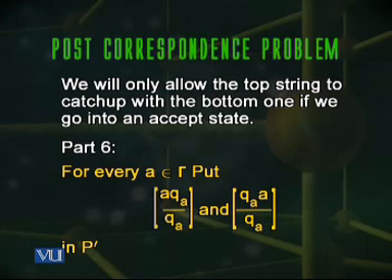For every A in the tape symbols, we will put A Q accept at the top and Q accept at the bottom as a domino, and Q accept A at the top and Q accept at the bottom in our collection. The first domino allows the accept state to eat up symbols from the left side. The second one allows the accept state to eat up symbols from the right side. Now let us say we construct a partial match and eventually we reach an accept state.